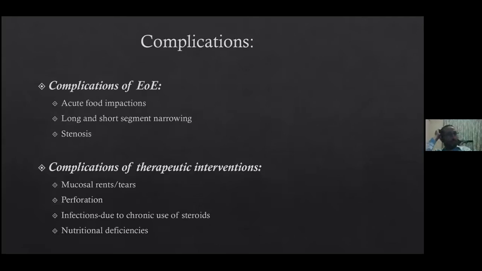Complications are divided into 2: complications of eosinophilic esophagitis or complications of the therapeutic intervention itself. Complications of eosinophilic esophagitis are acute food impactions, long and short segment narrowing, and stenosis. Complications of therapeutic intervention are mucosal rents or tears, perforation, bleeding, infection due to chronic use of steroid, and nutritional deficiencies.